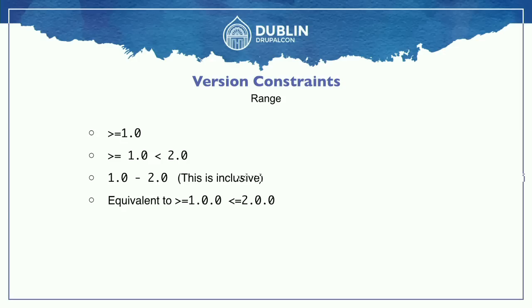So you could say, well, give me anything 1.0, but less than 2.0. So give me any 1.x version of this library, because I know that it's not going to break any of my code. There's also a dash, which is inclusive. So if you said 1.0-2.0, that's going to give you any 1.x version, but also 2.0. So you've got to be careful about how you specify these constraints.